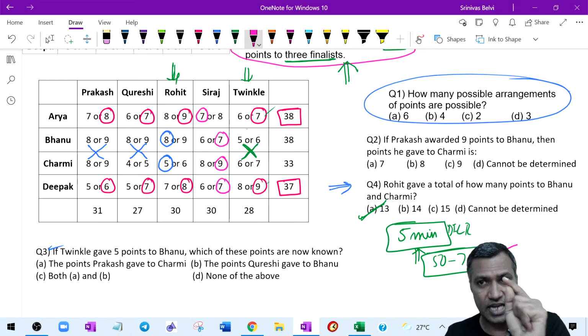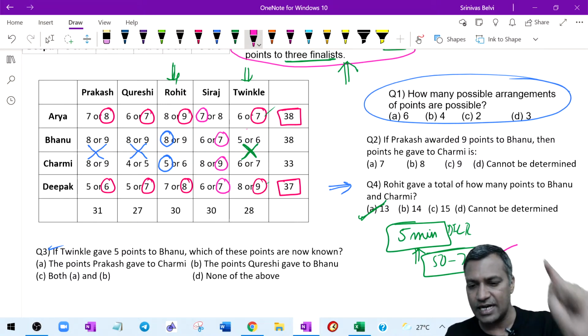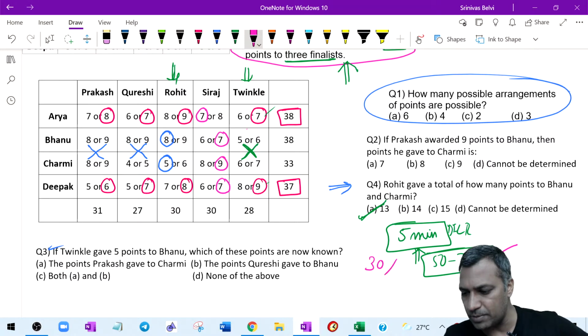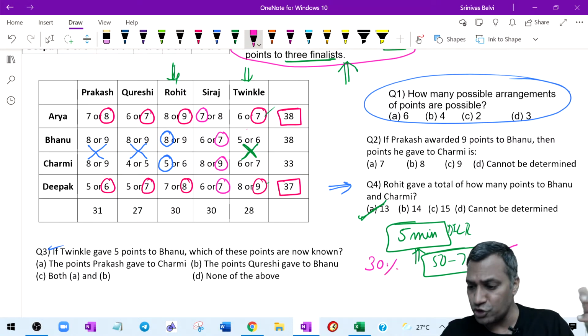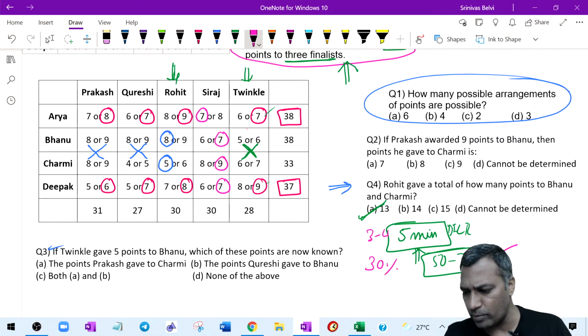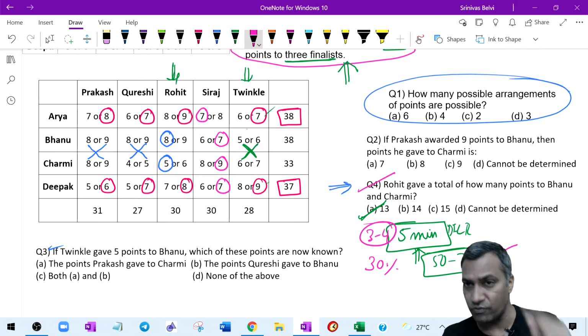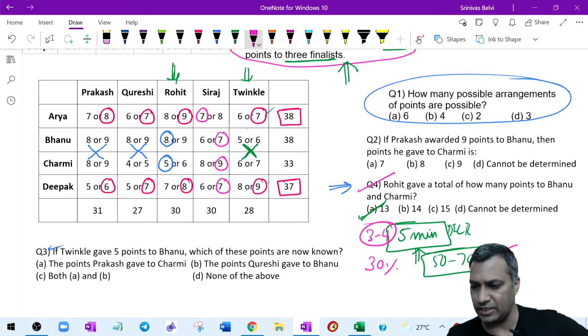Within that design, try and identify 2 or 3 questions which can be done. Now look at this. This question could have been done by the time you cracked about 30% of the set, not even 50%. Assume you are lacking the time. You just had 3 to 4 minutes to do this particular set. You did 30%. You still could have closed question number 4 for sure. Let me tell you how.